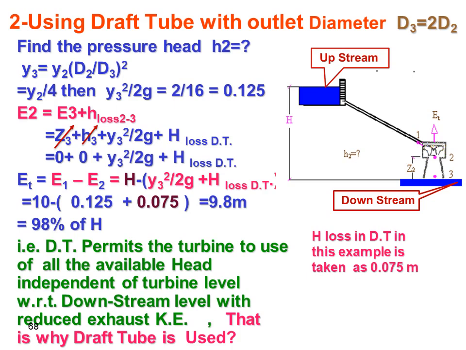What is the function now of a draft tube? It permits the turbine to use all the available head, independent of the turbine level with respect to the downstream level, while reducing the exhaust energy at point 3. That is why the draft tube is used. Draft tubes permit the use of all the available head, independent of the position of the turbine with respect to downstream, and also reduce the energy waste to the downstream.